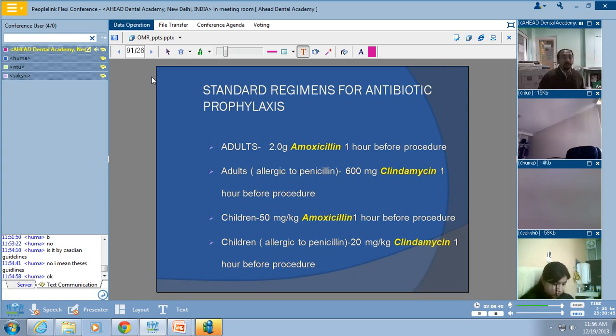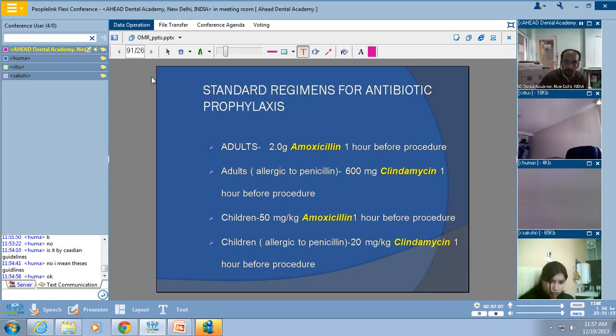So if I ask you, in a 30 kg child, how much amoxicillin do we need to give? The correct answer will be 1.5 grams. But what if the child's weight is crossing 30? Suppose a child comes to you with a weight of 34 kgs. How much will you give? Will you give 1.7? No.